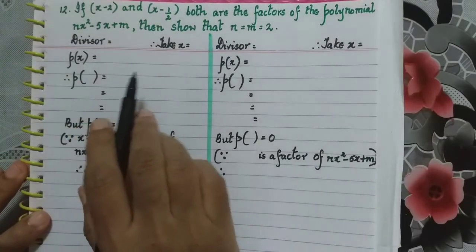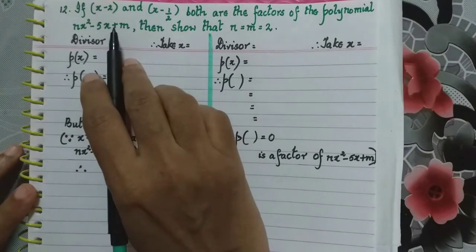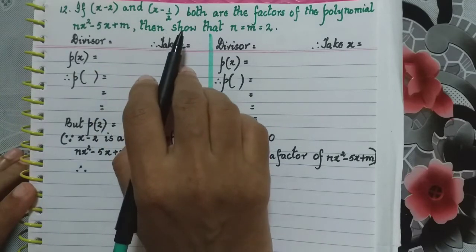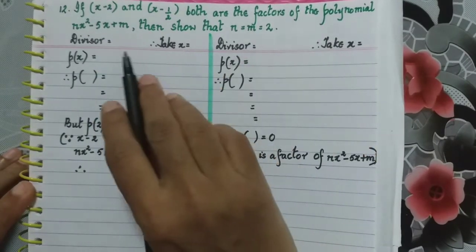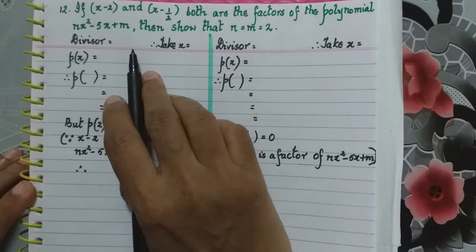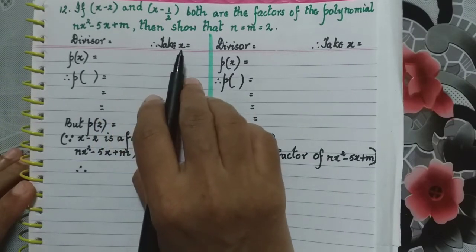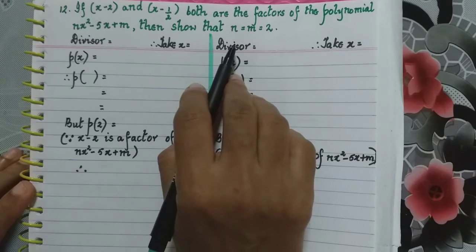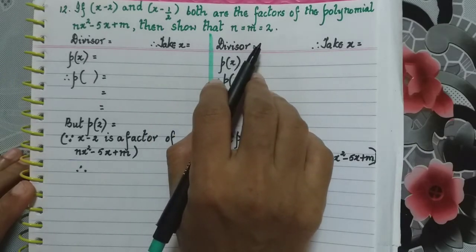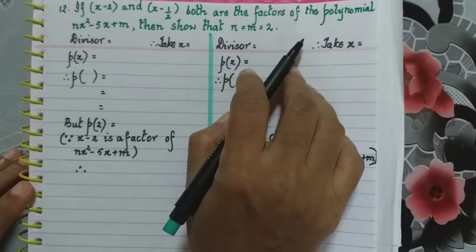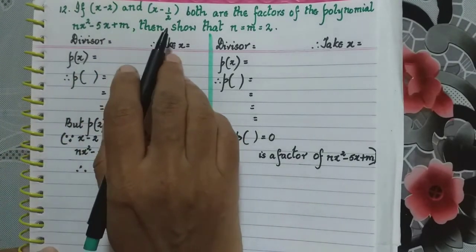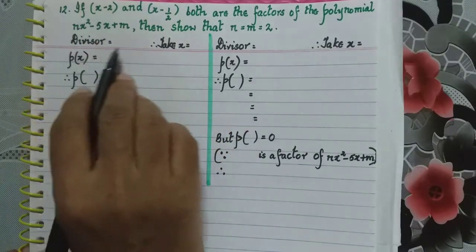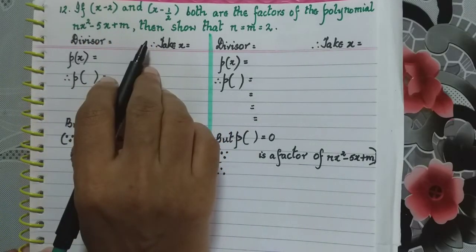We go to the 12th question. If x minus 2 and x minus half both are the factors of the polynomial nx square minus 5x plus m, then show that n is equal to m is equal to 2. Now here there are two divisors, x minus 2 and x minus half. The dividend is nx square minus 5x plus m.